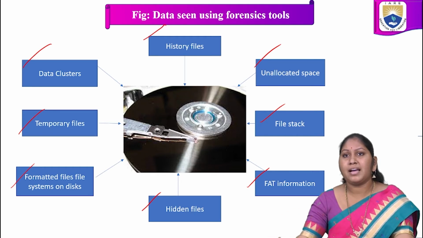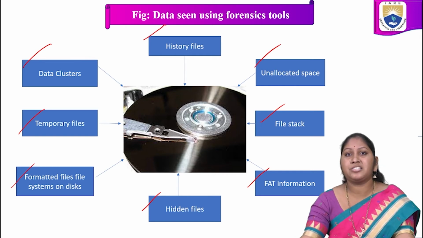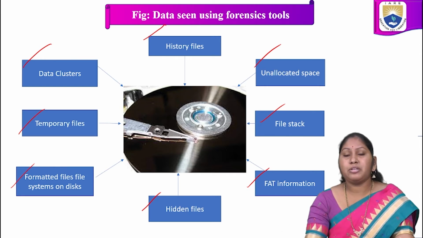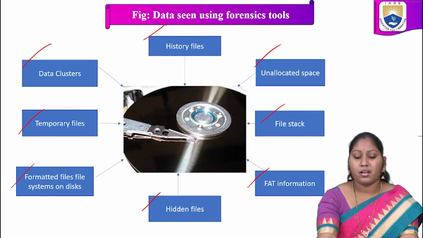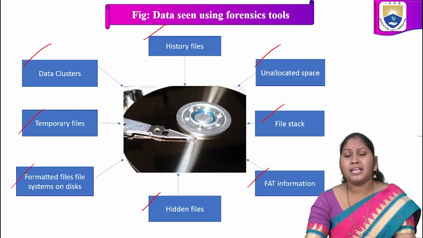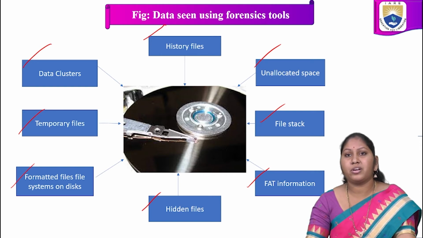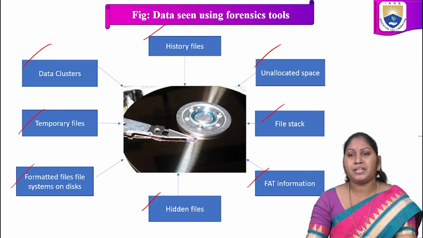What happens when the crime happens can be extracted from history files. And data clusters. Data clusters are nothing but a collection of related data. Temporary files are stored with the temp extension. They are ordinary files mainly used when any program is executing or running; those files can be temporarily saved.